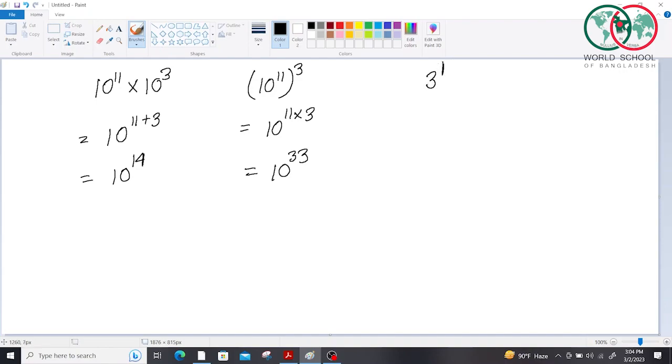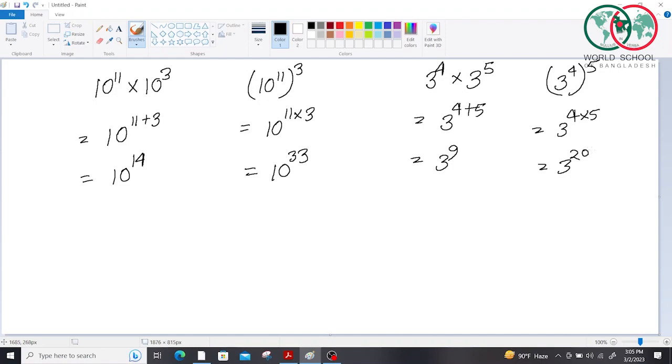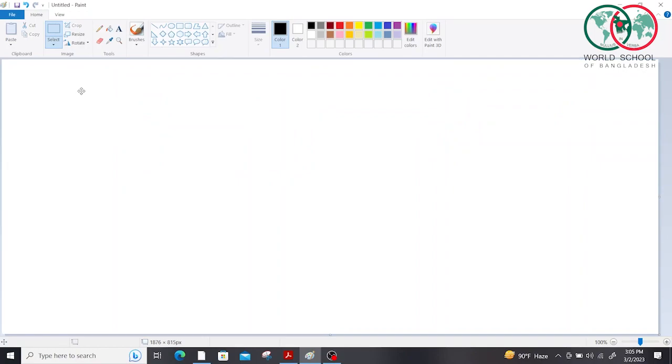Let's do 3 to the power 4 into 3 to the power 5. Our answer is 3 to the power 4 plus 5, which is 3 to the power 9. But when it is 3 to the power 4 to the power 5, then it is 3 to the power 4 into 5, 3 to the power 20. See how our answer is changing. Okay, so we are done with multiplication and power form. Now we'll see how to divide in exponent form.